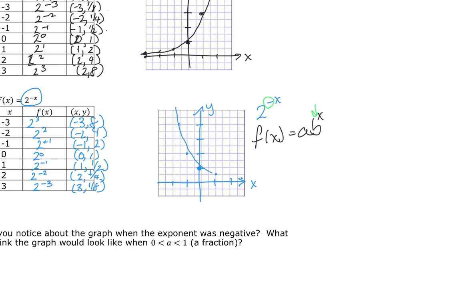And so that's what this graph looks like. And we knew that because the negative on the exponent tells me that's a transformation of the graph. It is a reflection over the y-axis.